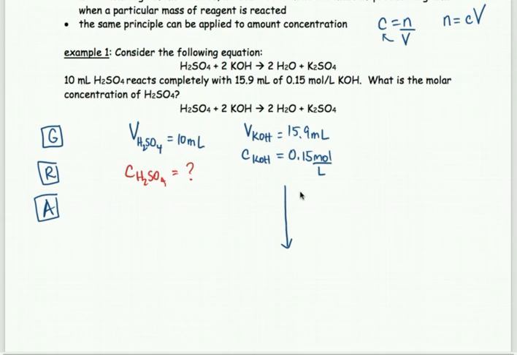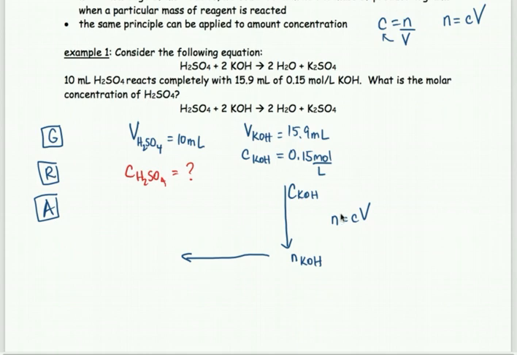Okay, so you know the concentration of potassium hydroxide. Then you're going to go to the moles of potassium hydroxide. Again, we're going to use the formula that we had up here. So we're going to use n equals CV to get to the moles of potassium hydroxide. And again, we can do that because we do have the concentration and the volume. Then we're going to go across. Remember, this step here is the mole ratio step.